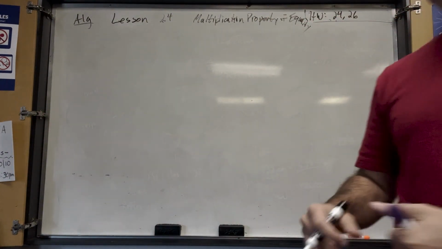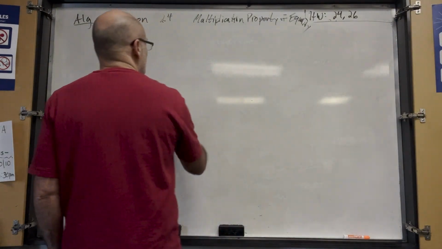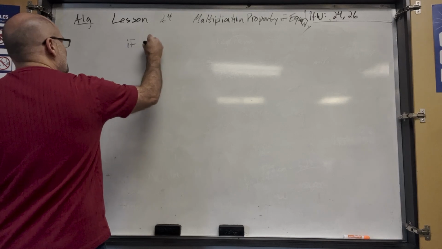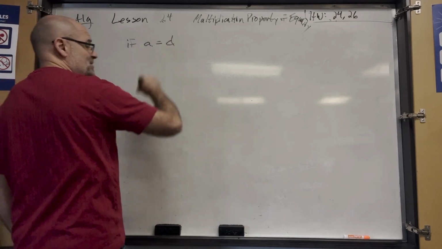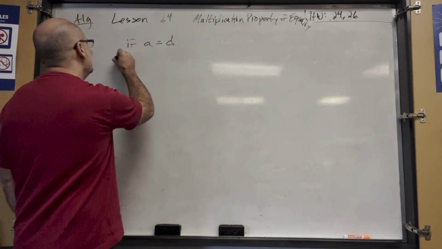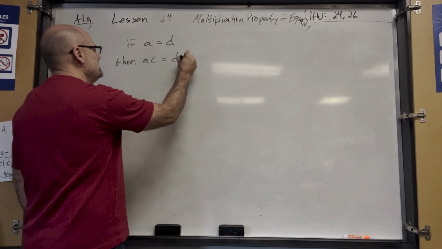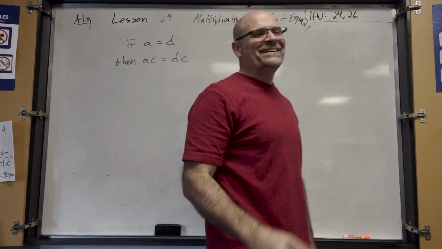Okay, remember if A equals B, then A plus C equals B plus C, right? You can add the same thing to both sides. Here's the multiplication property of equality. If A equals D, then AC equals DC.